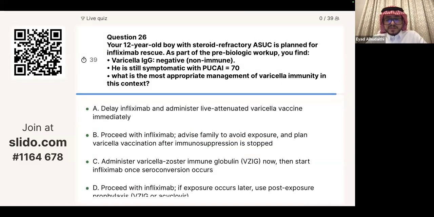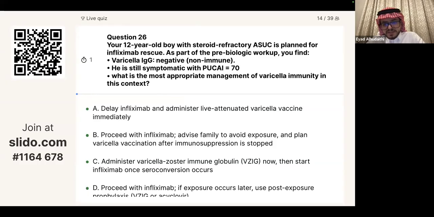So a 12-year-old boy with steroid refractory acute severe ulcerative colitis is planned for infliximab rescue. As part of pre-biologic workup, you find varicella IgG negative. He's non-immune. He's still symptomatic with Bucay 70. What is the most appropriate management of varicella immunity in this context? Delay infliximab and administer live attenuated varicella vaccine immediately. Proceed with infliximab, advise family to avoid exposure and plan varicella vaccine after immunosuppression is stopped. Administer varicella zoster immunoglobulin now, then start infliximab once seroconversion occurs. Proceed with infliximab, and if exposure occurs later, use post-exposure prophylaxis.